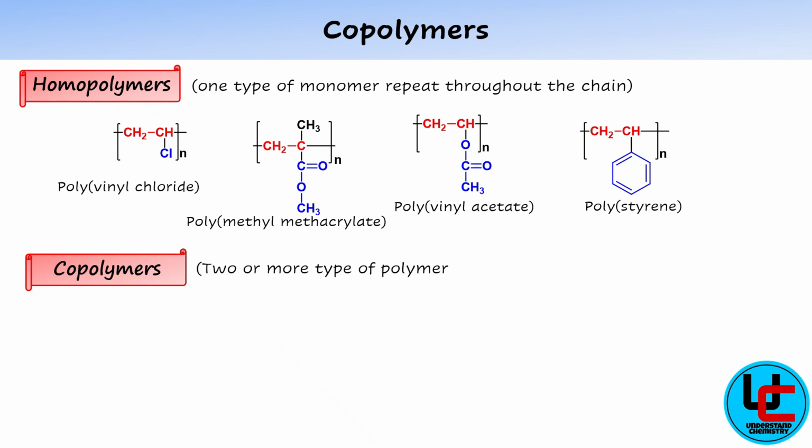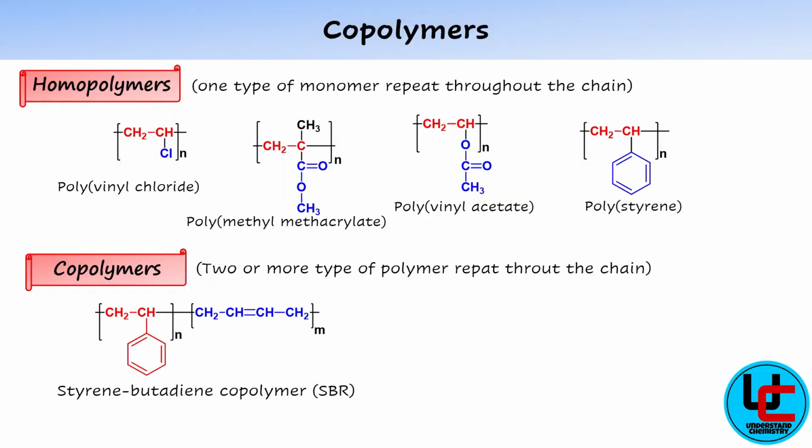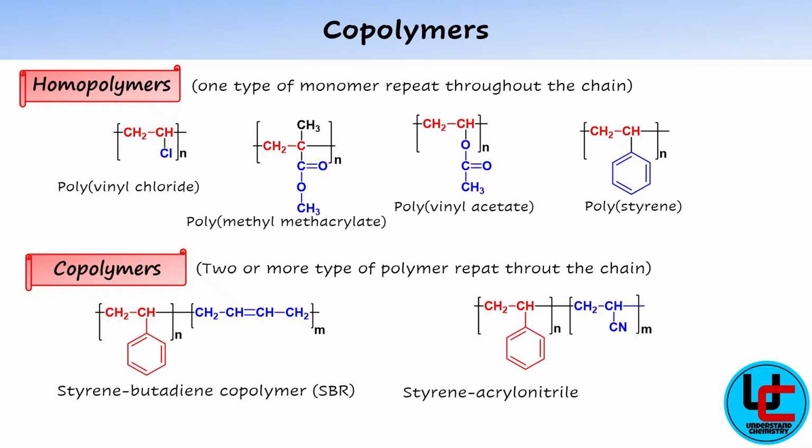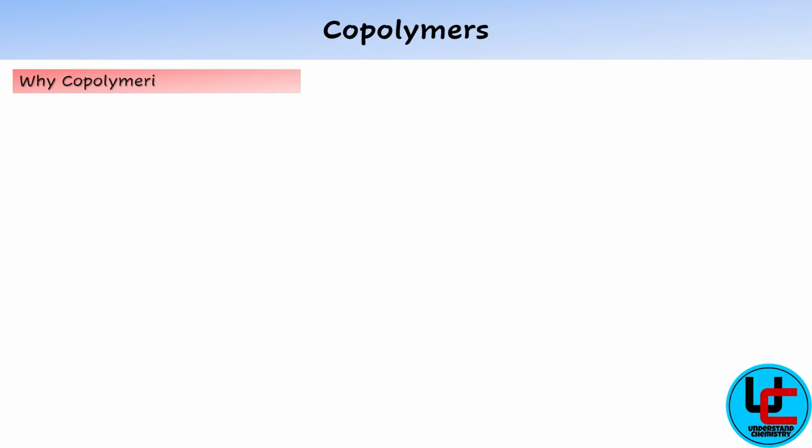Copolymers, on the other hand, are formed by combining two or more different monomers in the same chain. For example, styrene-butadiene copolymer (SBR), which is formed by copolymerization of styrene and butadiene. Similarly, styrene acrylonitrile copolymer is obtained as a result of copolymerization of styrene and acrylonitrile. Now let's explore why copolymerization actually matters.